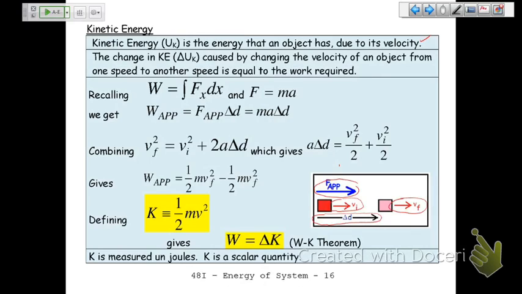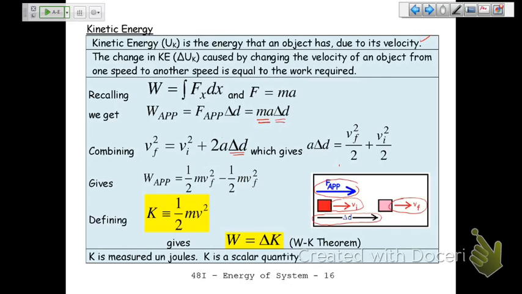Recalling that work is equal to the integral of Fx dx and F equals ma, you substitute these together. So the work done by the applied force is equal to the force applied times its displacement. And the force applied equals ma, so that's going to be ma times your displacement. And then we recall from our kinematics that Vf squared equals Vi squared plus 2a delta x. We said delta x, but delta d is the same thing.